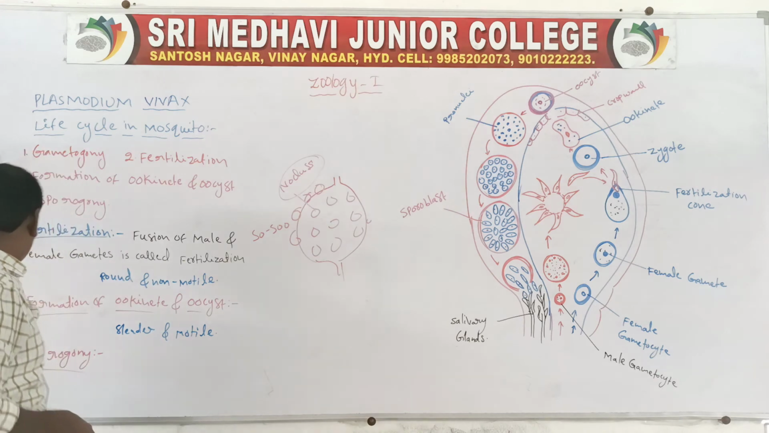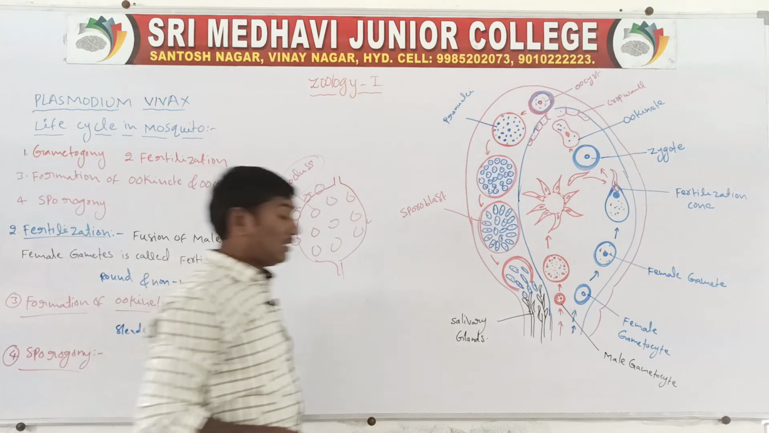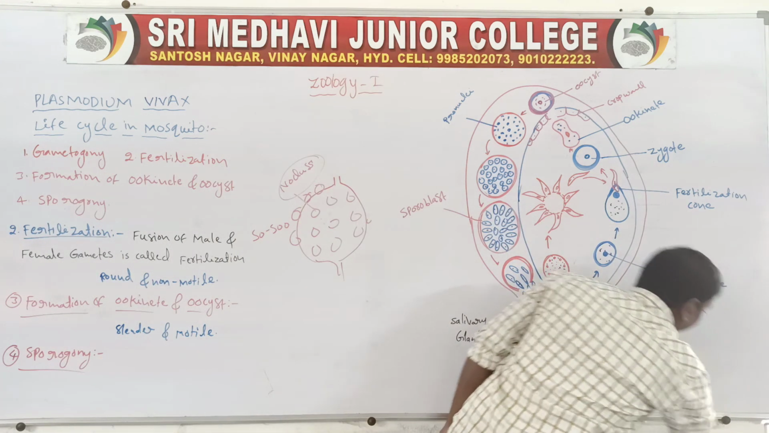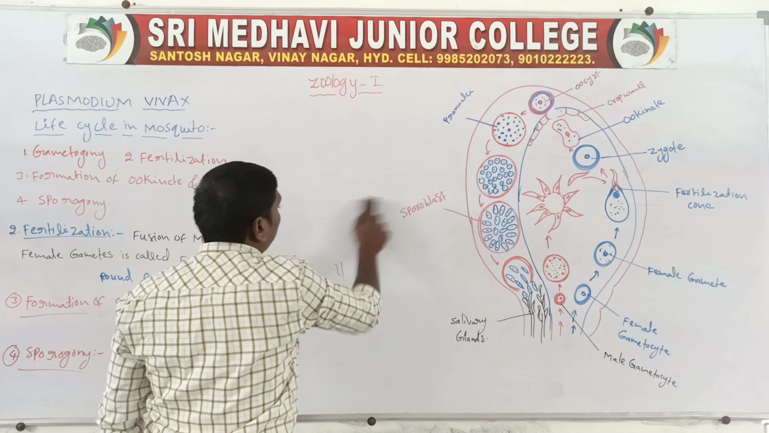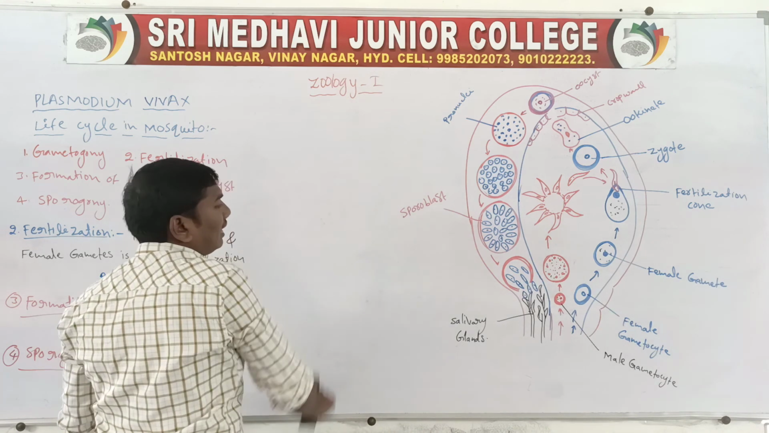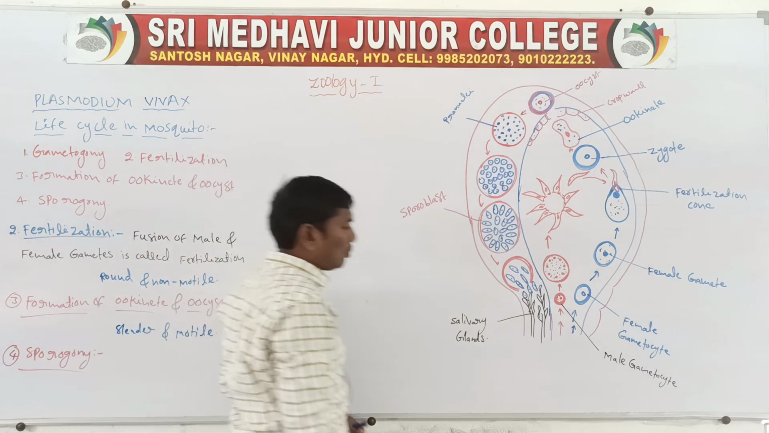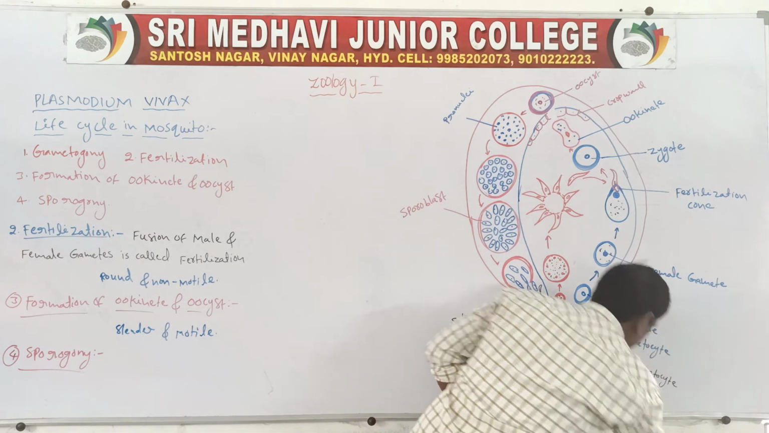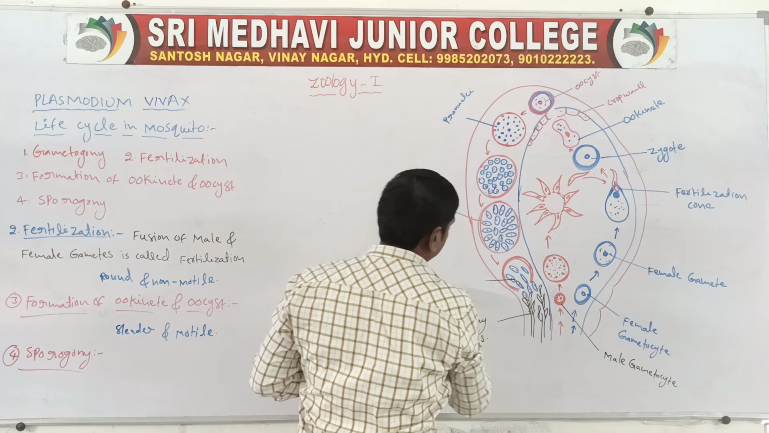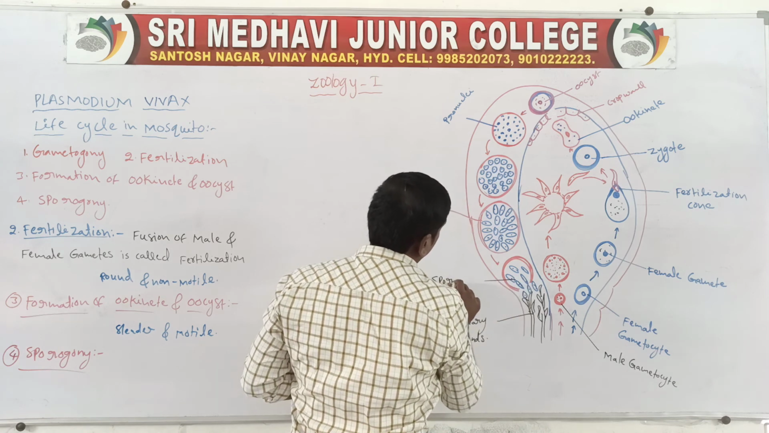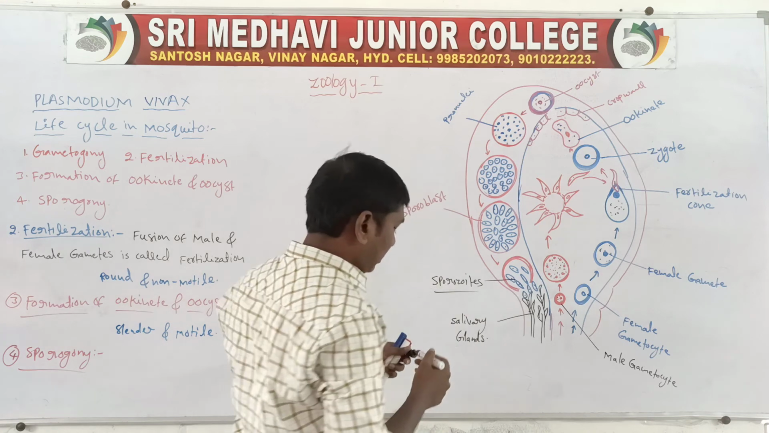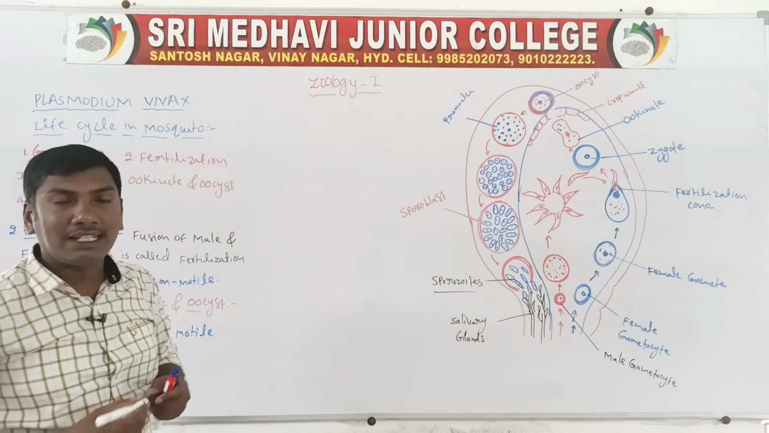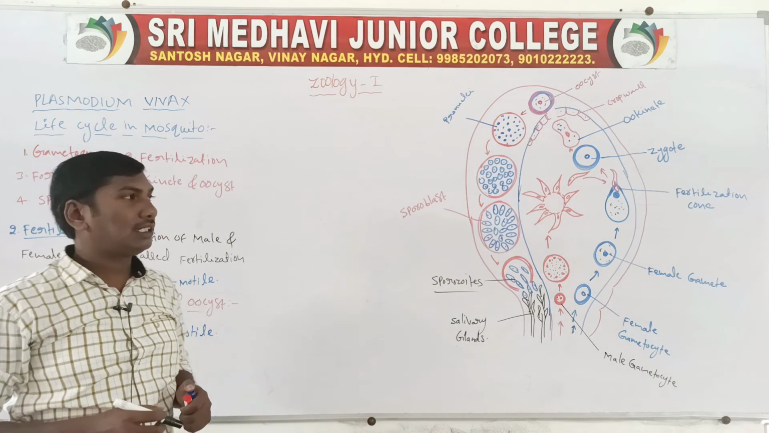The first one gametogamy, second one fertilization, third one formation of oocyte and oocyst, fourth one sporogamy, with the final step releasing the sporozoites. So these are called as sporozoites. So this is the life cycle of Plasmodium in the female Anopheles mosquito.